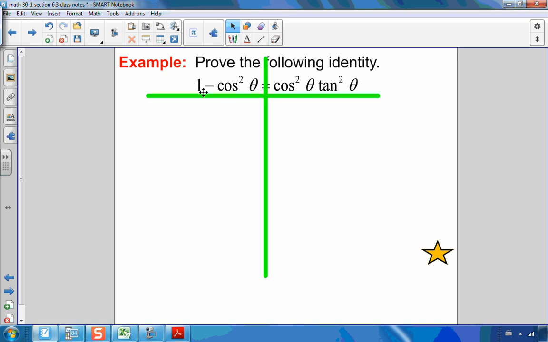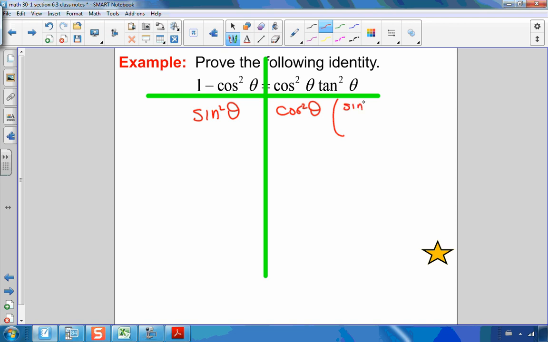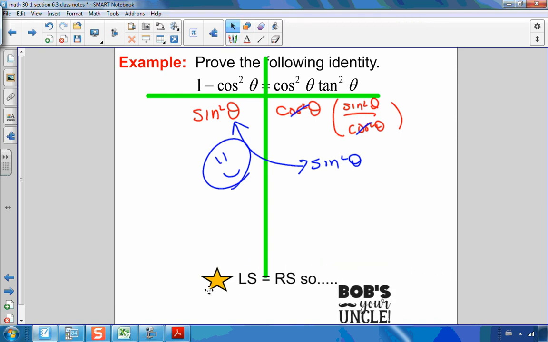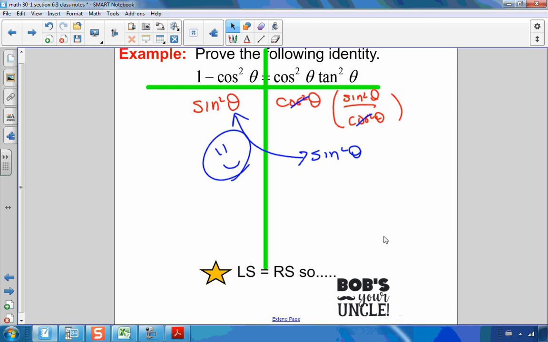So I'm really tempted on the left side just to write that right away, 1 minus cos squared as sine squared. That's just a rearrangement of the Pythagorean identity number 1. And then over here, tan is the same as sine over cos, so tan squared is the same as sine squared all over cos squared. And then the cos squareds cancel. Oh, that was a really short proof, wasn't it? Okay, and there we go. They are the same. Makes me happy. But what makes me happier is to end it with left side equals right side, so Bob's your uncle.